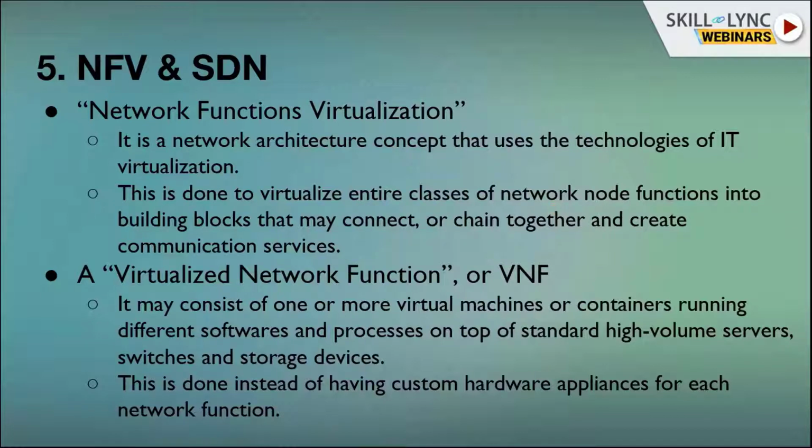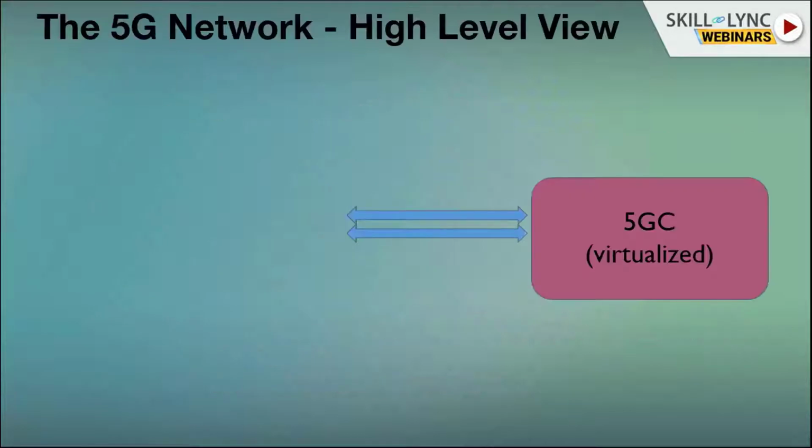So let's see what would happen to the network when we apply NFV and SDN. We would have a 5G core, which is virtualized or containerized, depending upon the type of application that you are using. So probably we can build the complete core in one PC as well. And if required, we can just scale it and put it in the cloud, either a public cloud like AWS or Google Cloud Platform, or a private cloud like OpenStack.